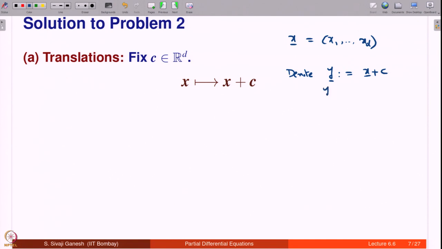So actually we should be writing y is equal to some function of x, which is x plus c. Since we are experienced enough with change of coordinates already, I drop writing this phi and I write y equal to x plus c. So let us draw one picture.